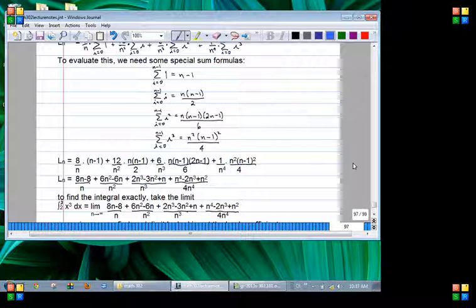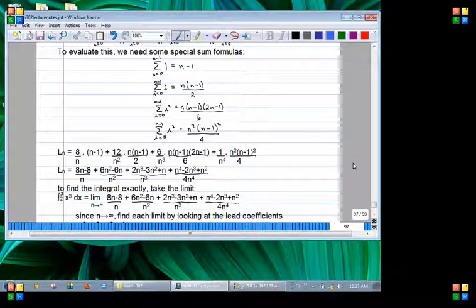So the integral is actually equal to the limit as n goes to infinity of this expression. So now we just need to evaluate this limit. As limits go, this one's actually really, really easy, because since n is going to infinity, and all you have are a bunch of fractions of rational expressions with polynomials on top and bottom, all you have to do is compare lead coefficients.